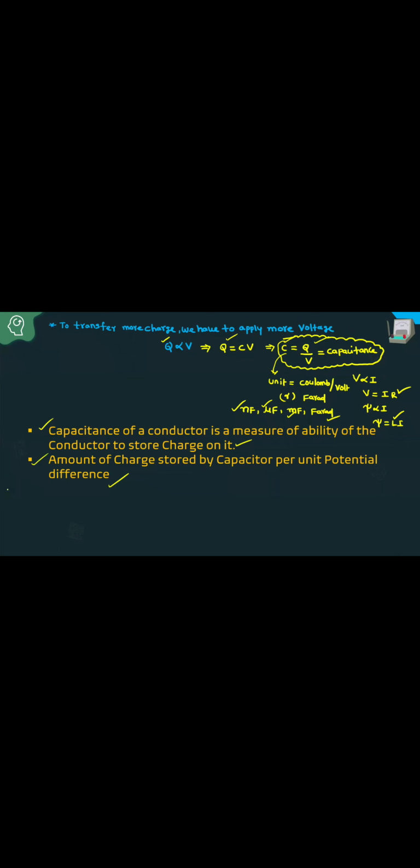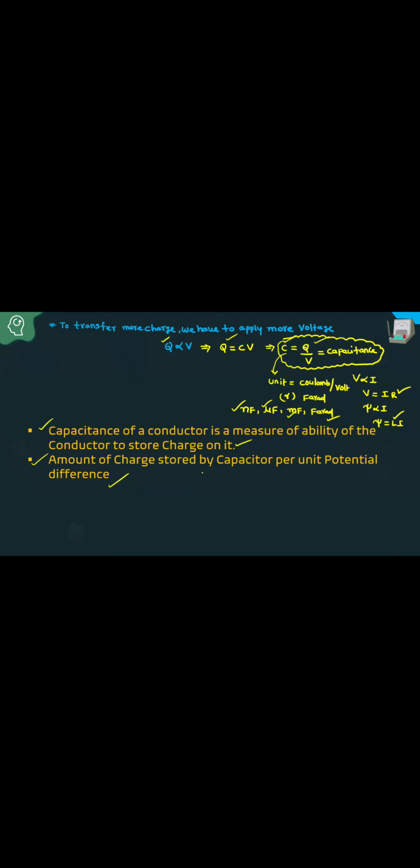You know that a capacitor is formed by separating two conducting plates with a dielectric medium. The capacitor is the physical component. Capacitance is the property of the capacitor. How much charge is stored by the capacitor per unit potential difference is called capacitance.